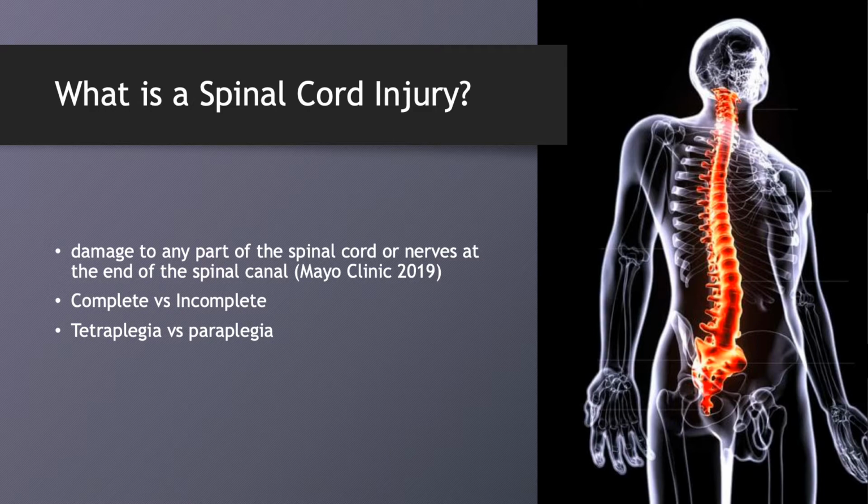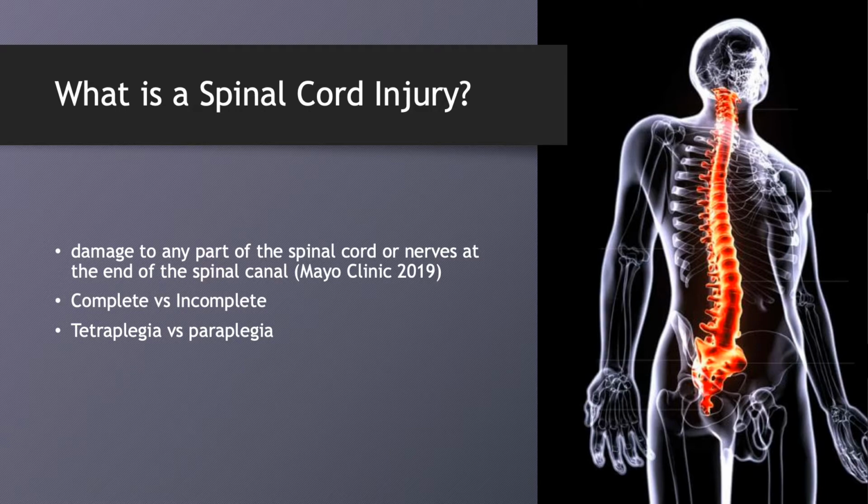Looking at a complete versus incomplete spinal cord injury, a complete spinal injury describes an injury to the spinal cord in which there is no feeling or ability to control the muscles below the site of the injury, versus an incomplete injury, where you could be in the same spot, but you do have some motor and sensory function below that affected area.